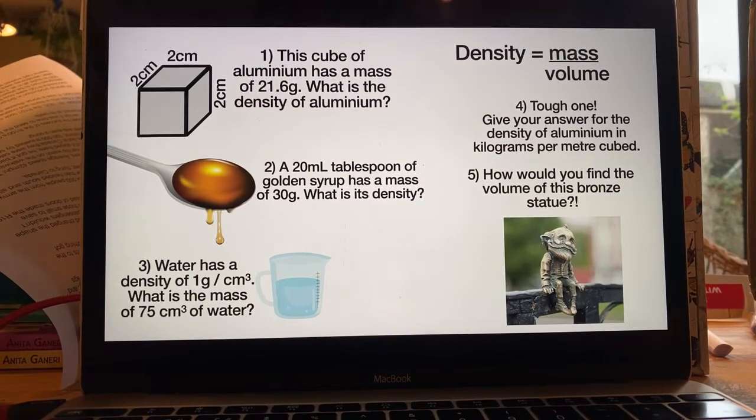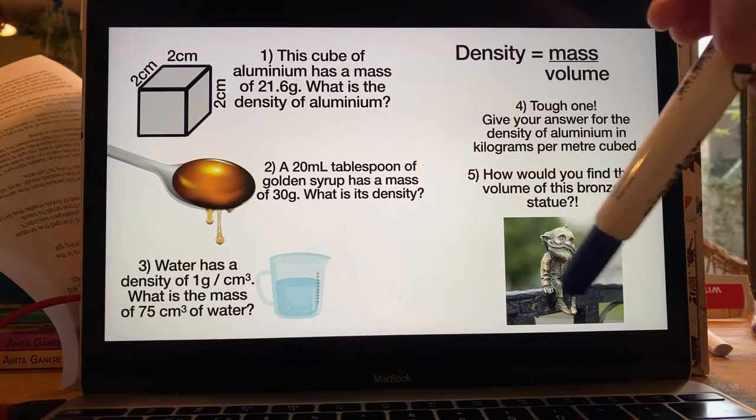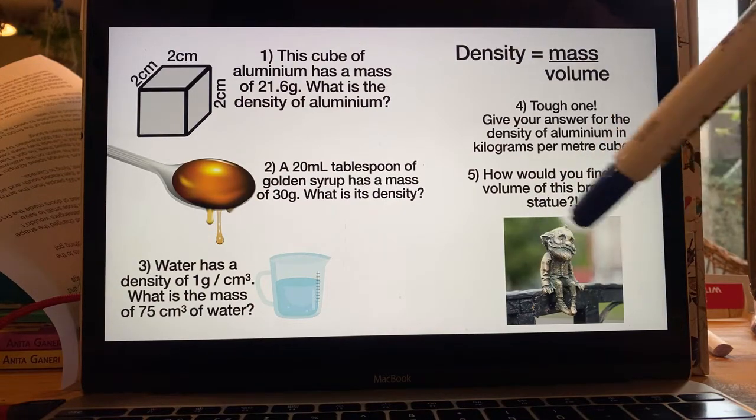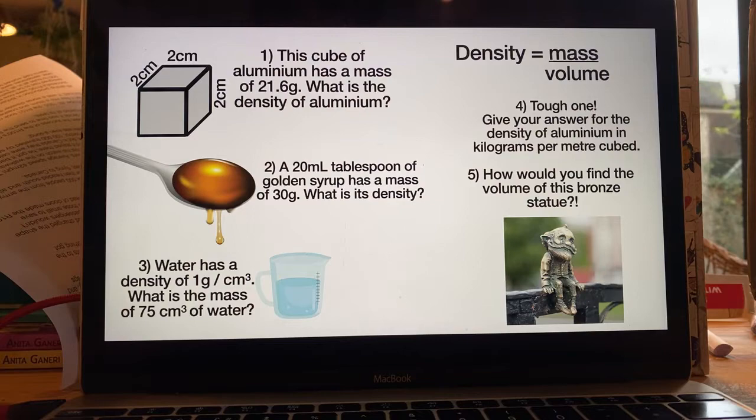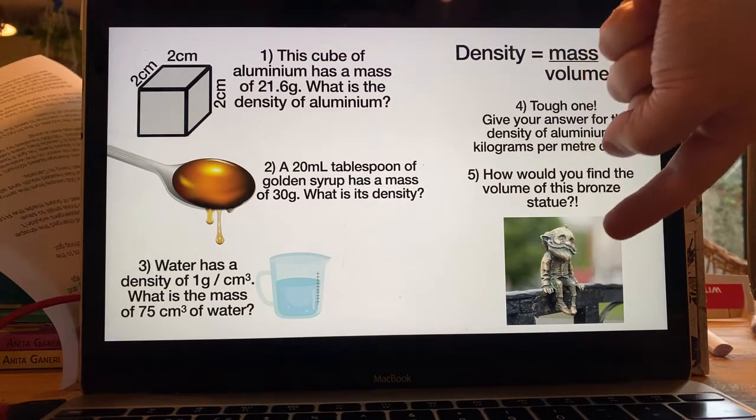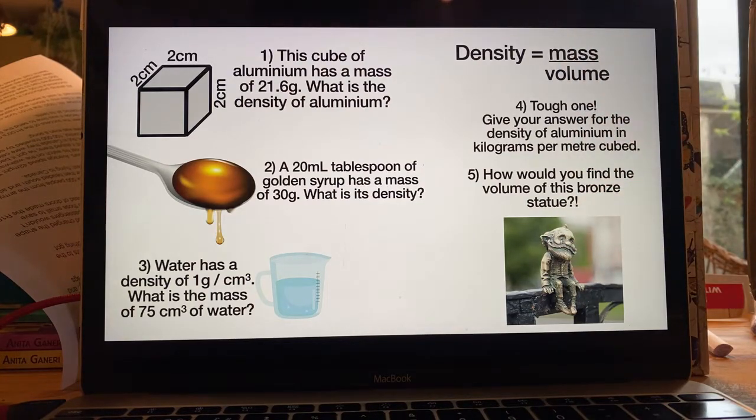And number 5, a bit of brain exercise for you. How would you find the volume of this bronze statue of a very irregular, solid shape? How on earth are you going to find the volume of that? How much space is it taking up? I'm going to draw something on the board to help me explain question 4.